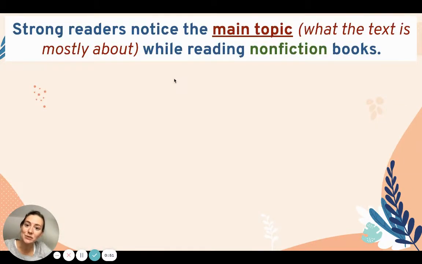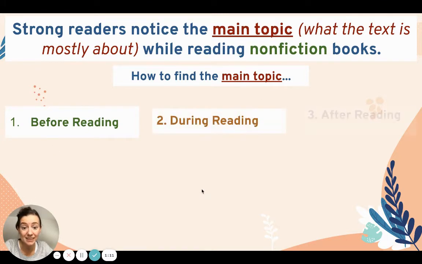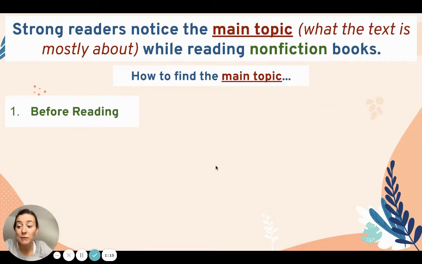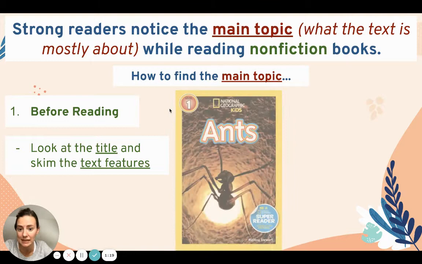We talked last week about how strong readers notice the main topic. Remember, the main topic is what the text is mostly about. Okay, we do this while we're reading nonfiction books. Last week, we talked about how we find the main topic. Remember, we have a job before we read, during reading, and after reading. Let's review. Before we read, remember, we need to look at the title and skim those text features.